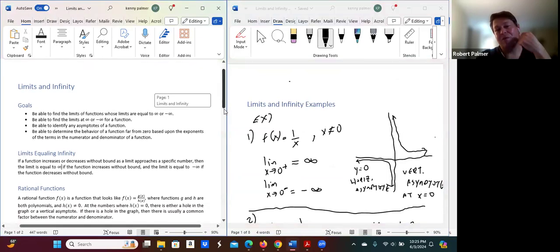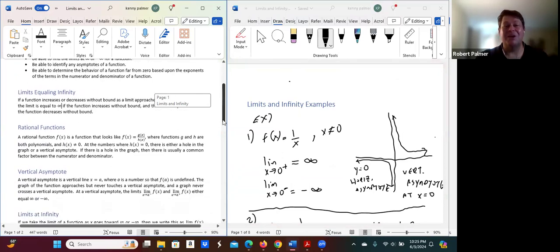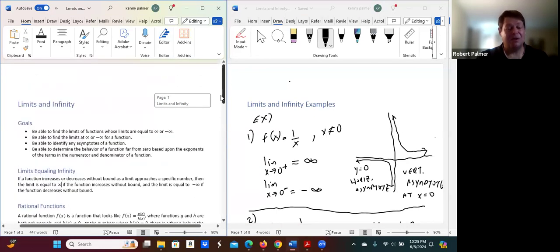Remember, you have an asymptote wherever the denominator is 0, but just because the denominator is 0 doesn't necessarily guarantee an asymptote there. It's either an asymptote or a hole in the graph. We also looked at other kinds of asymptotes, horizontal and slant asymptotes, and looked at the behavior of rational functions far from 0.